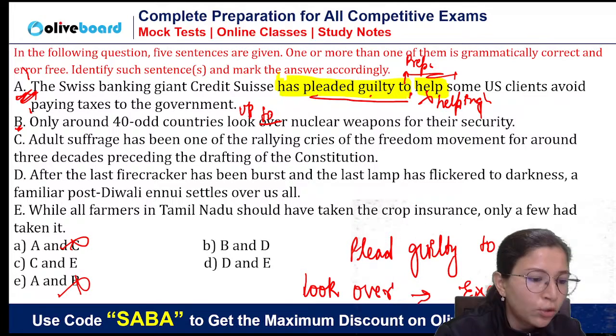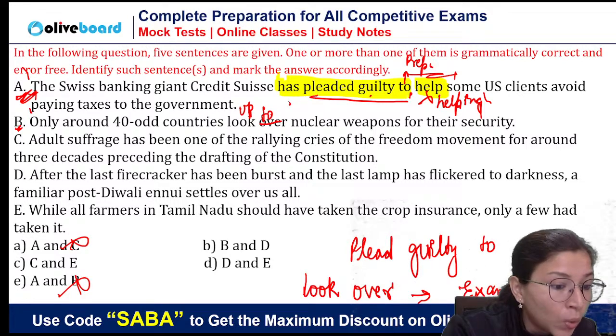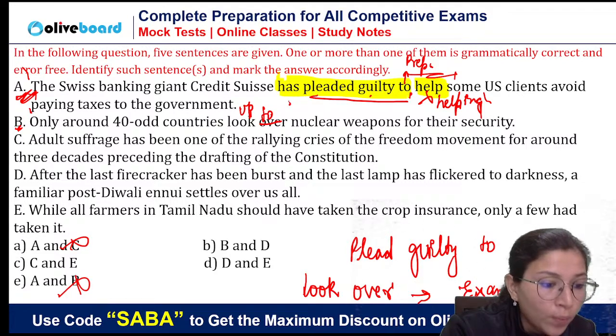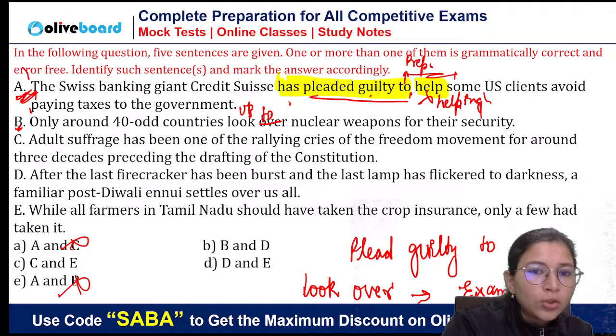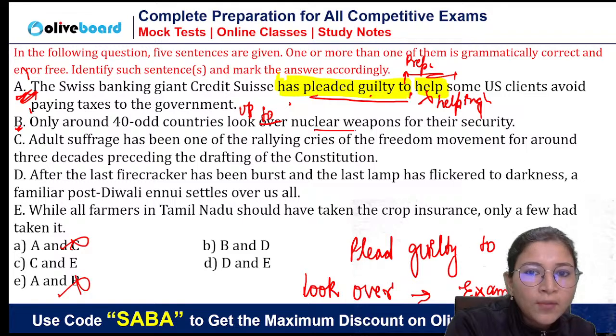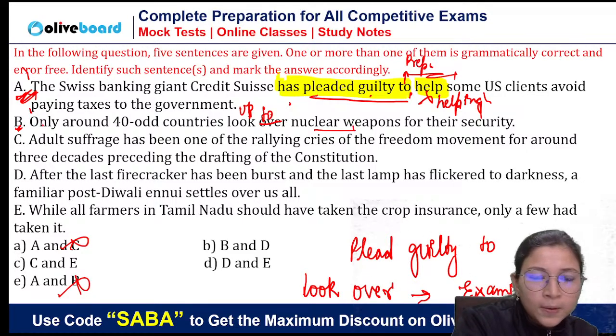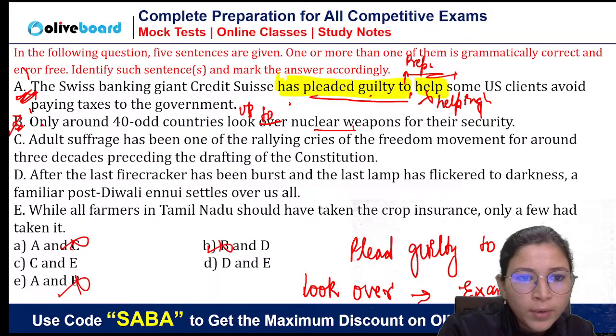So only 40 odd countries. So has pleaded, no. Pleaded is the form, not pled. Okay, Hital? So it is look up to nuclear weapons for their security. So B is also wrong. Eliminate the options. This is also eliminated.